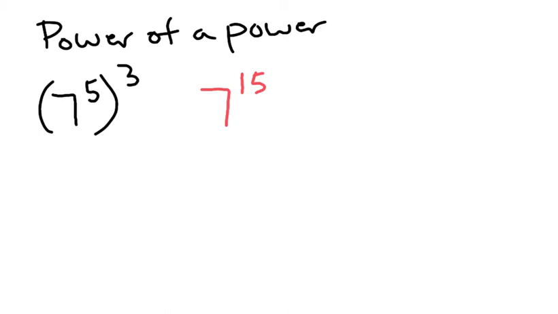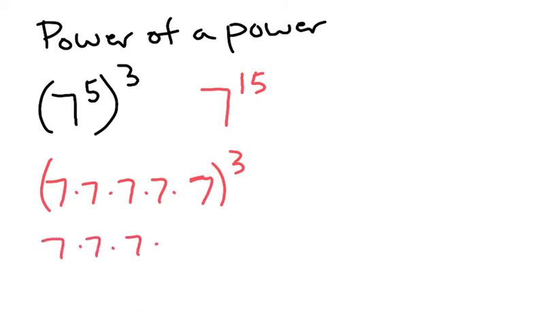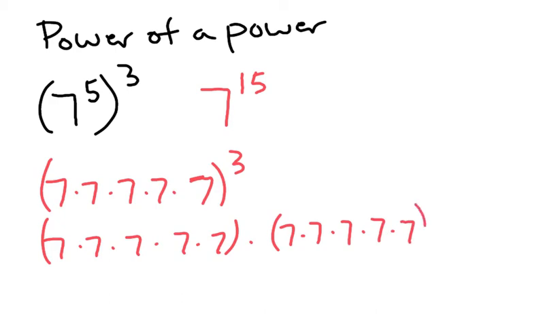Remember, when in doubt, string it out? This one is quite interesting when you string it out, because it's saying to take 7 to the 5th, which means 7 times 7 times 7 times 7 times 7, whoops, writing a 5 instead of a 7. 7 5 times and take that to the third power. So you would need 3 of those. So 7 times 7 times 7 times 7 times 7 times 7 times 7 times 7 times 7 times 7 times 7 times 7 times 7 times 7 times 7.